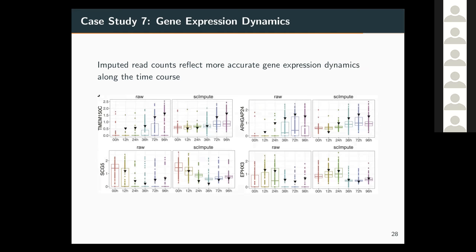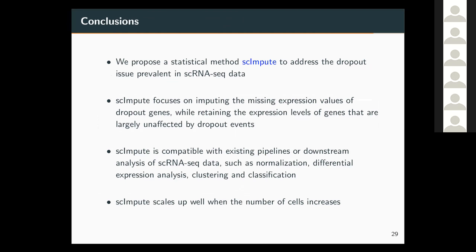So above are our main results, and as a short summary, we propose a statistical method, scImpute, to address the dropout issue prevalent in single cell data. And the main feature of scImpute is that it only tries to impute the gene expression values that are highly likely affected by the dropout events while trying to retain the expression levels of genes that are not affected by the dropout events. And the advantage of scImpute is that it is compatible with most existing pipelines and downstream analyses of single cell data, and it scales up well when the number of cells and the number of genes increases.